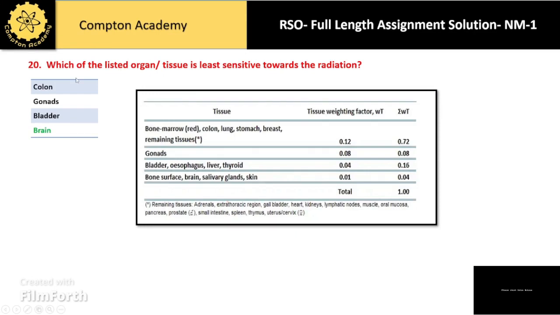Now question number 20: which of the listed organs or tissues is the least sensitive to radiation? Here in this table the tissue weighting factors of certain tissues and organs have been mentioned.